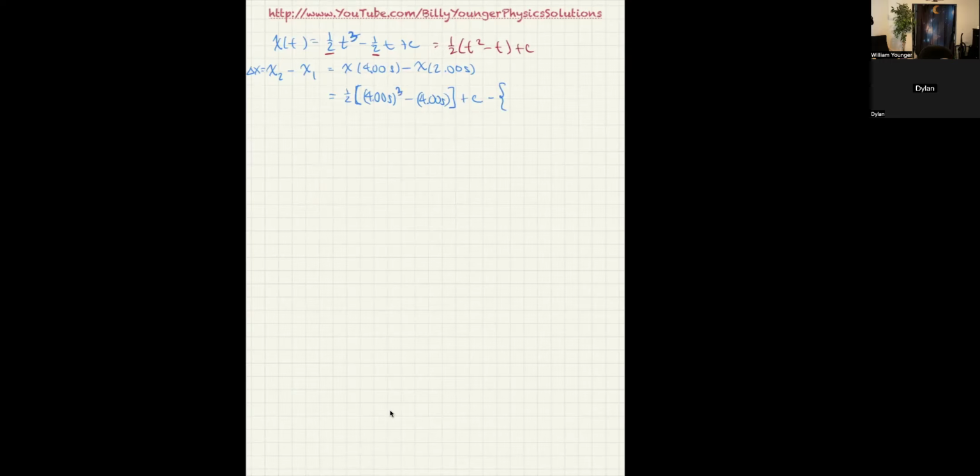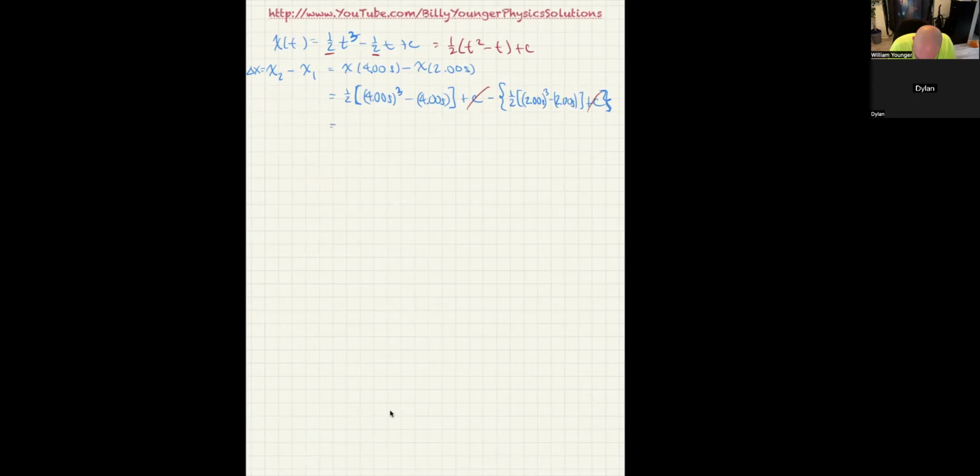Because that'd definitely give us a wrong answer otherwise. So now I'm doing the same thing. I'm going to say 1/2 of, this time it's going to be 2.00 seconds cubed minus 2.00 seconds, and then plus c. So you can see what's going on is the minus c with the plus c is going to cancel out. So we didn't actually have to have that integration constant. We should be able to work it out.